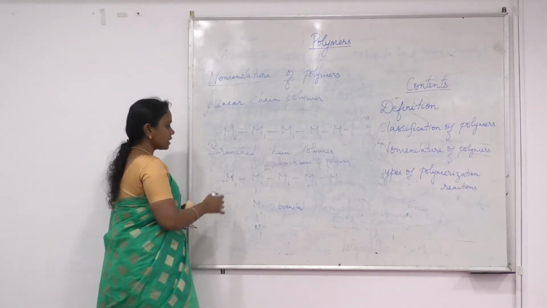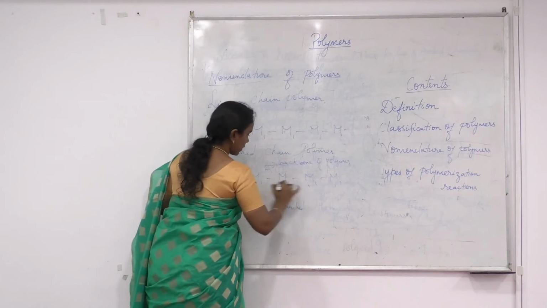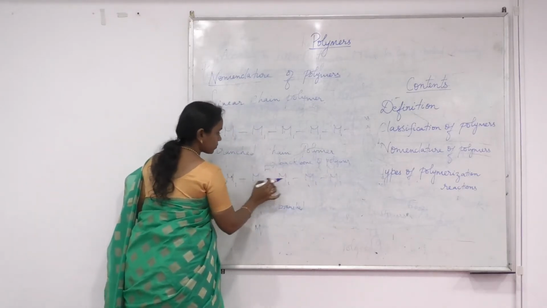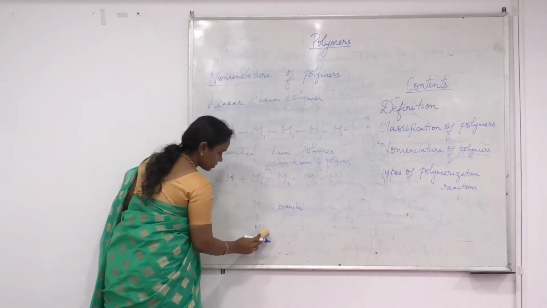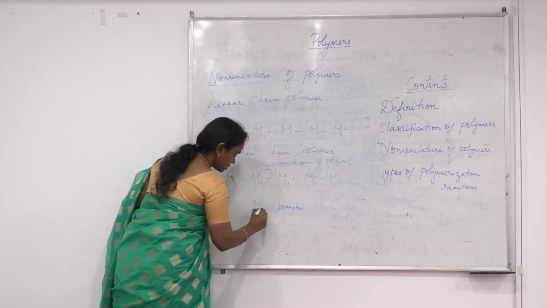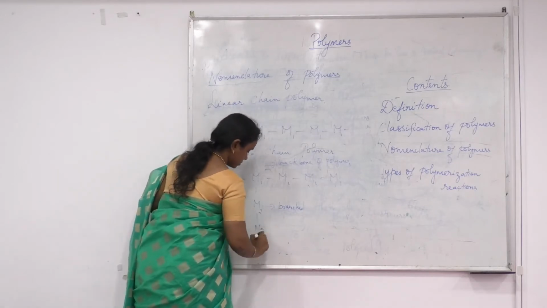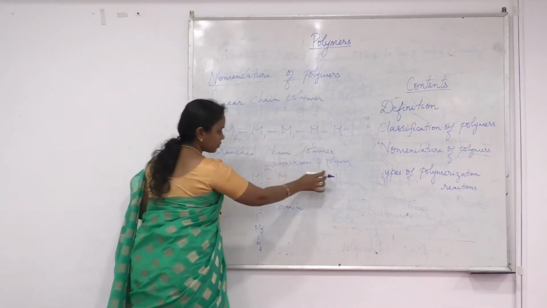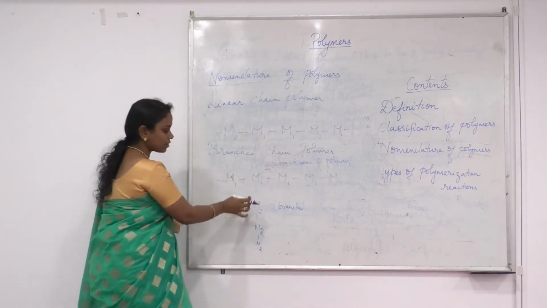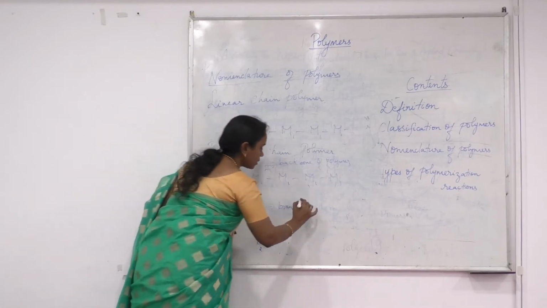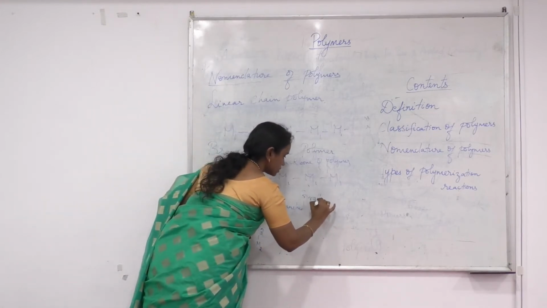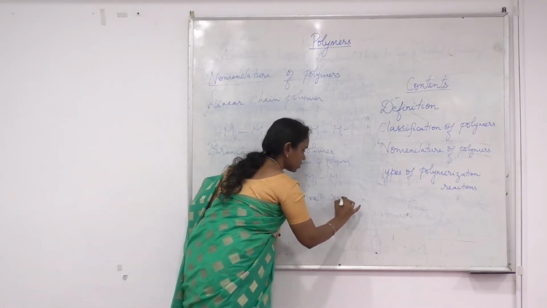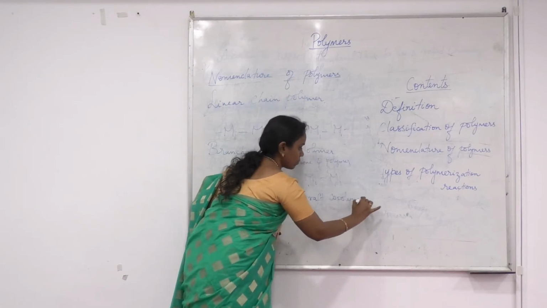And in this case, if the monomeric molecules in the backbone and the branch molecules are different, that is, if the monomers present in the backbone of the polymer are different from those of the branch, then it is called graft copolymer.